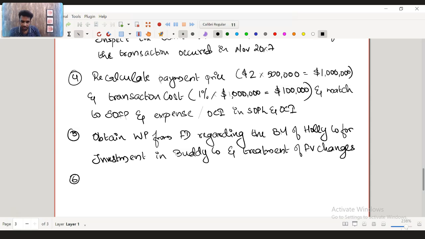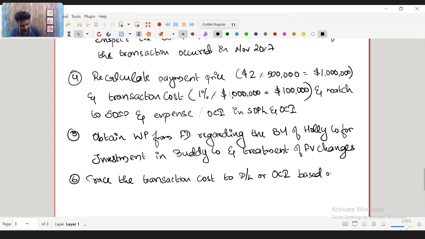And if it's to P&L or to OCI, then we need to trace them. So trace the transaction cost to P&L or OCI depending upon the election made.